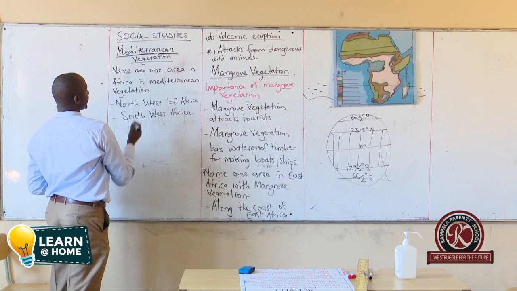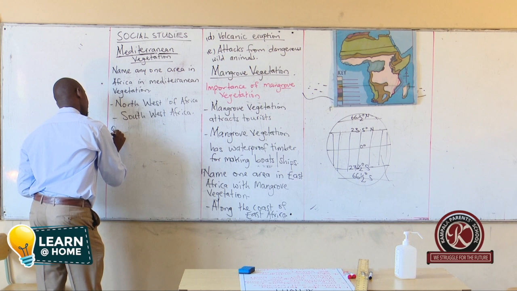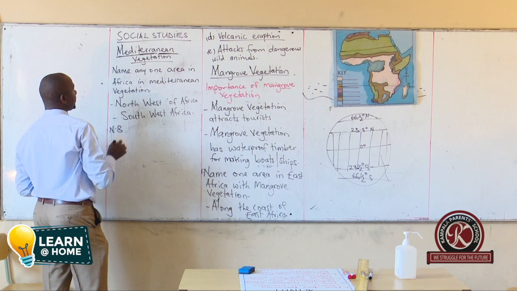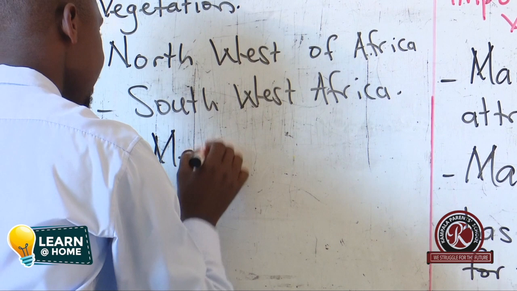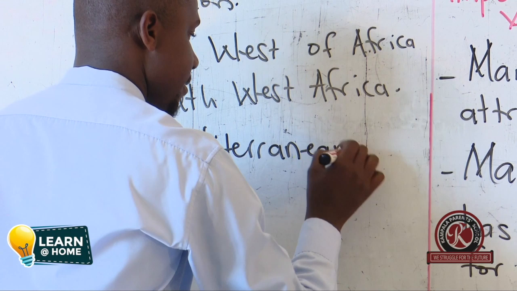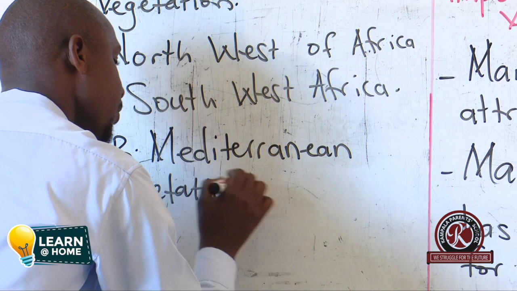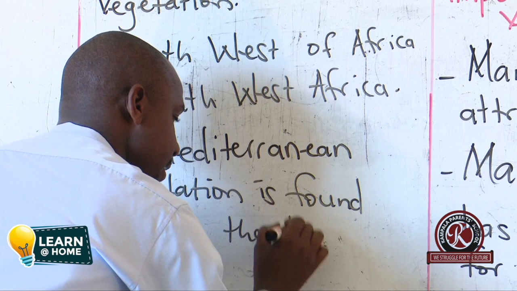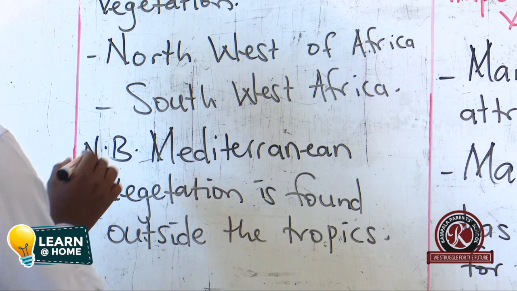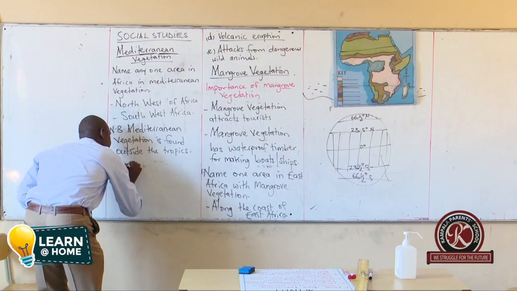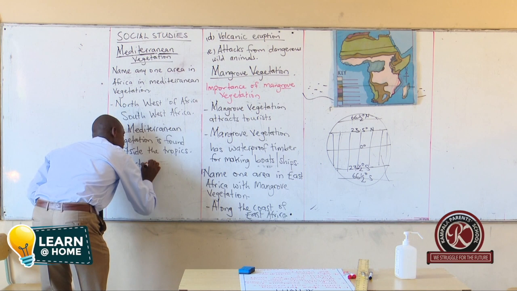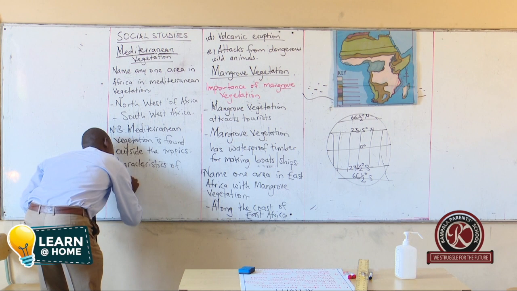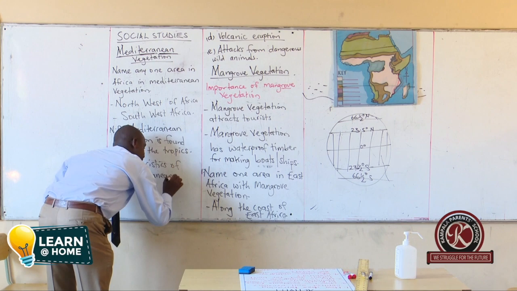So, we can go ahead and talk about the characteristics. You can first have our NB and say Mediterranean vegetation is found outside the tropics. Then we can go ahead and say characteristics of Mediterranean vegetation.